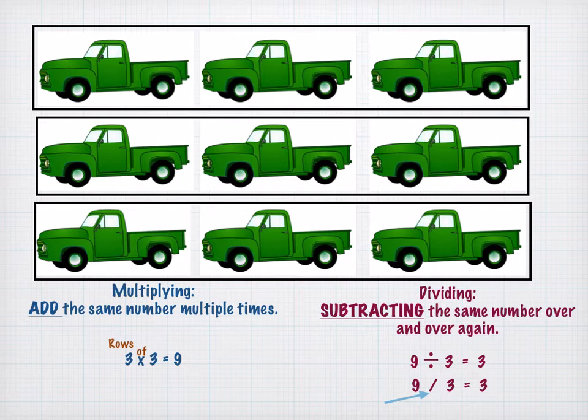9 minus 3 is 6, one group. 6 minus 3 is 3, two groups. 3 minus 3 is 0. So I subtracted 3 different times.